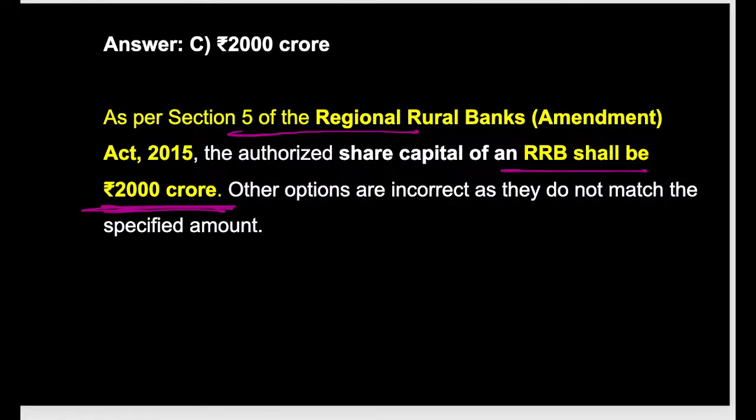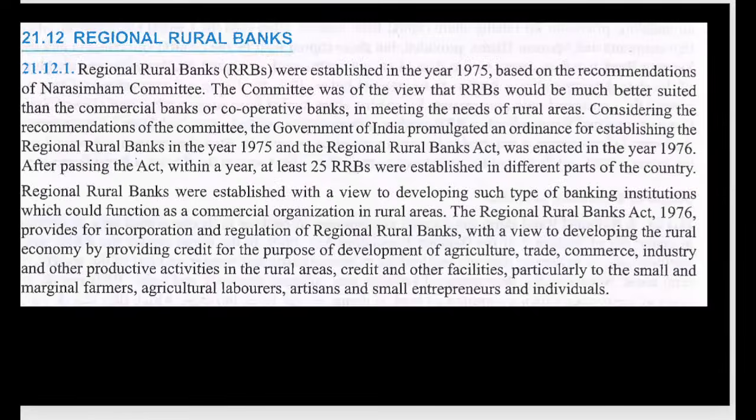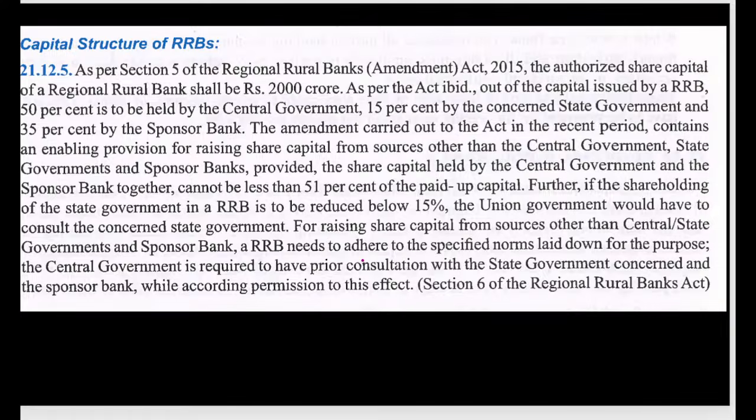So when you will come to the capital structure portion, you will see this particular one somewhere. Yes. So as per section 5 of RRB Act 2015, the authorized capital of RRBs shall be 2000 crores. As per the Act, out of the capital issued by the RRBs, 50% is central government, 15% state, and 35% sponsor bank and others. And even if they want to change, that must be followed. ठीक है. Next one guys.